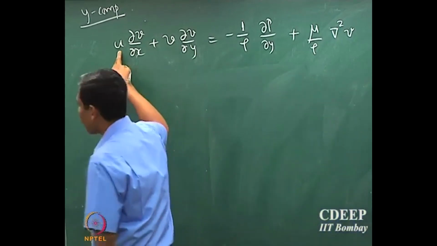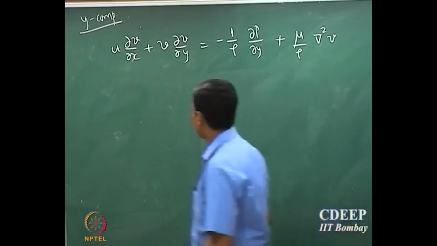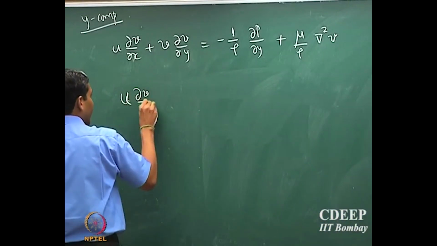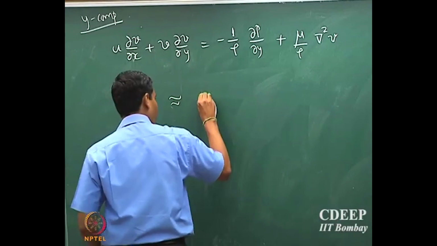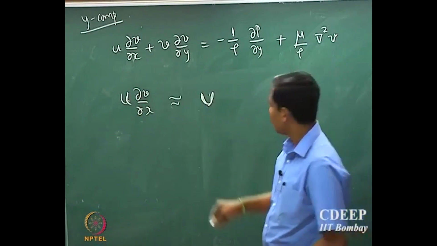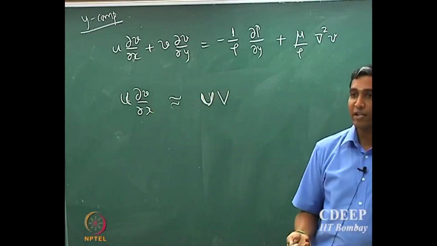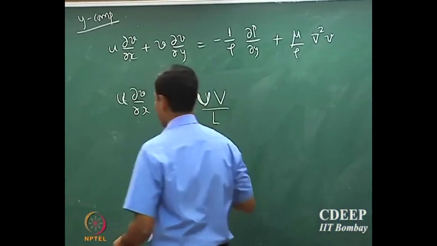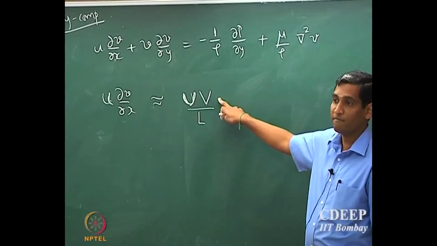Now the order of magnitude of u is the free stream reference velocity. So u dv by dx would actually scale as u, the order of magnitude for the x component velocity, multiplied by v, the order of magnitude for the y component velocity, divided by L. Note that we still don't know what v is. So how do we find v?